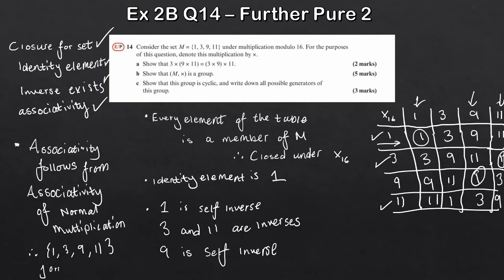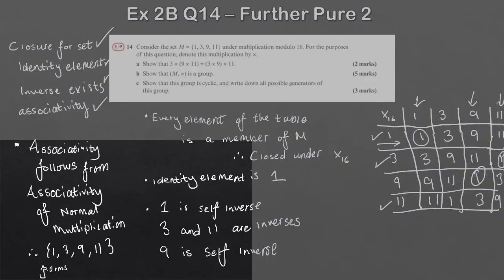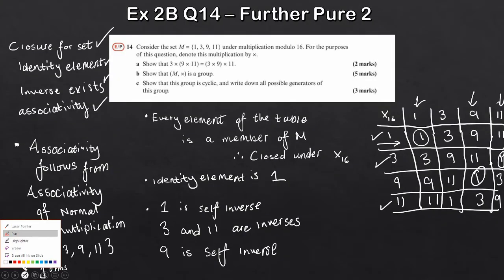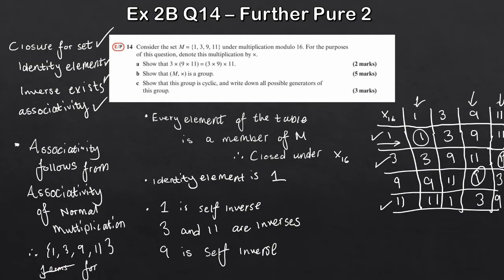Forms a group. Oh, why? I can't get to that F. So that's actually an F, believe it or not. It's kind of annoying. So it forms a group. Let me just do it over here. Forms a group under multiplication modulo 16. Okay, so that's this question done here.